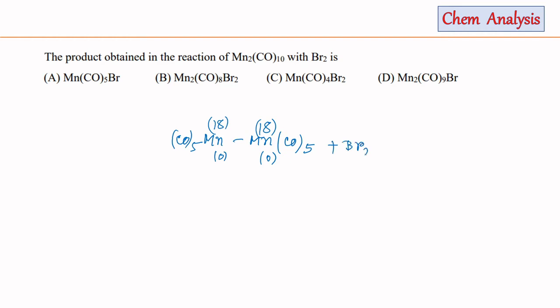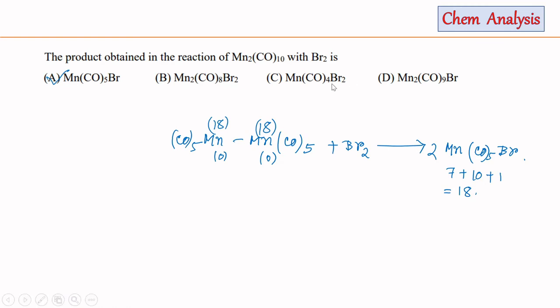And if we react this Mn2(CO)10 with Br2, the generated species will be Mn(CO)5Br. That means 2 units of Mn(CO)5Br. And in this case, if we count the number of electrons, for manganese it will be 7, for 5 carbonyl units 10, and 1 bromine atom will contribute 1 electron, that means a total of 18 electrons. And the reaction will be governed by the 18 electron rule. So we can say that option A will be the correct answer.